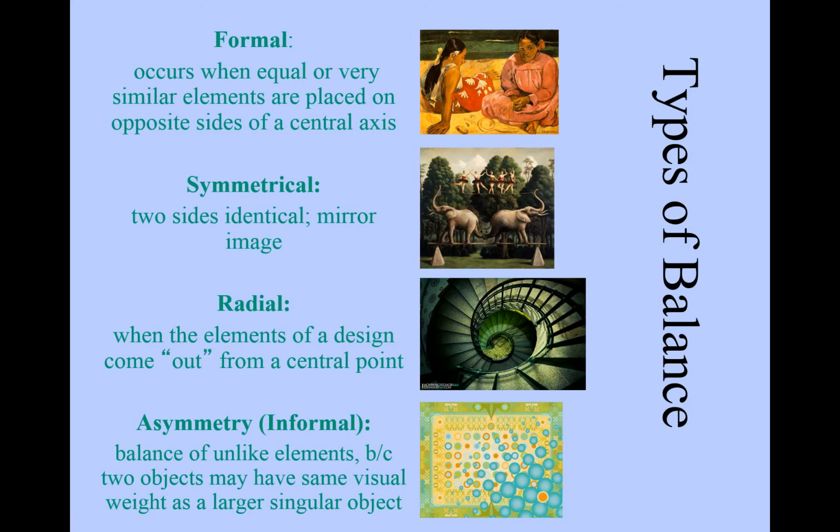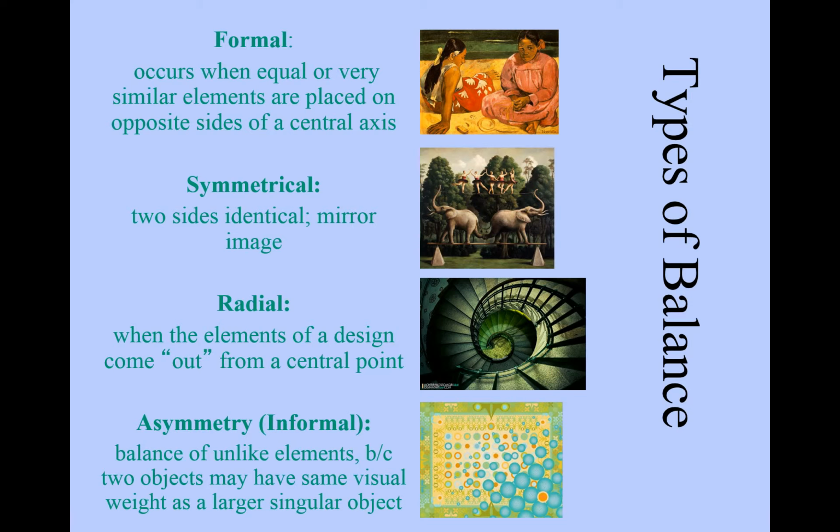Next, underneath balance, you do not have to write everything in green this time. I just need you to write down 1, formal, 2, symmetrical, 3, radial, and 4, asymmetry. I'm just trying to get you comfortable with some of these definitions, because I will say these words from time to time. So if I have formal balance, it occurs when equal or very similar objects are placed on opposite sides of a central axis. So if I chop the picture on the right about in half, because I have two people, it helps balance out my picture right there in the center. That is formal balance.